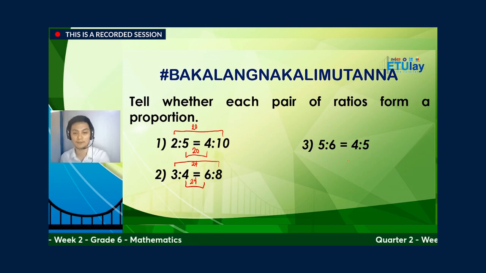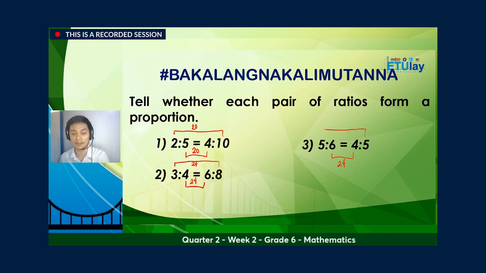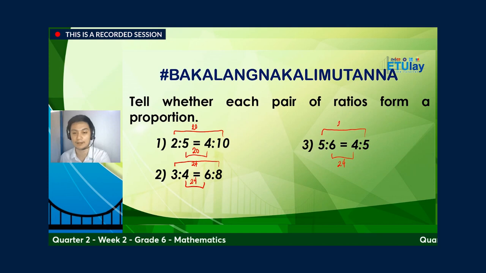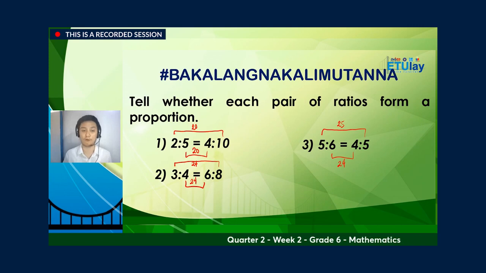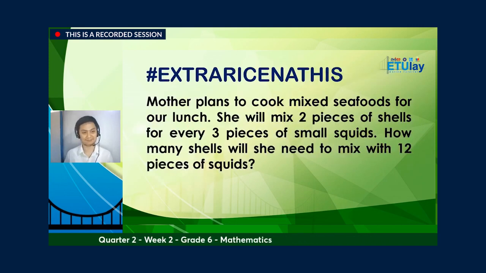Panghuli na, 6 and 4 ang means, ang product ng dalawang yan ay 24, while 5 and 5 naman ang ating extremes. At ang product naman dalawang yan ay 25. Hindi pareho ang nakuha nating product. Ibig lang sabihin, this equation is false. The two ratios do not form a proportion. So I hope natatandaan mo yan.